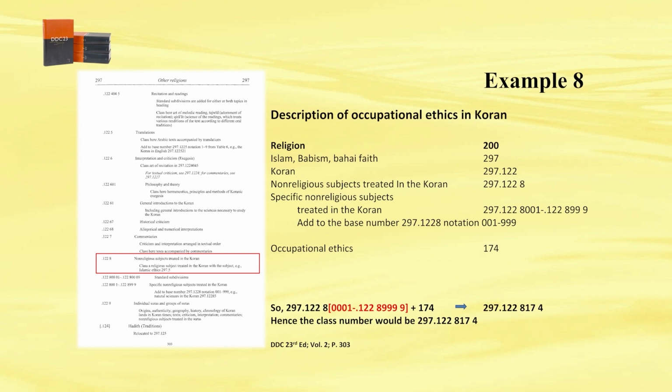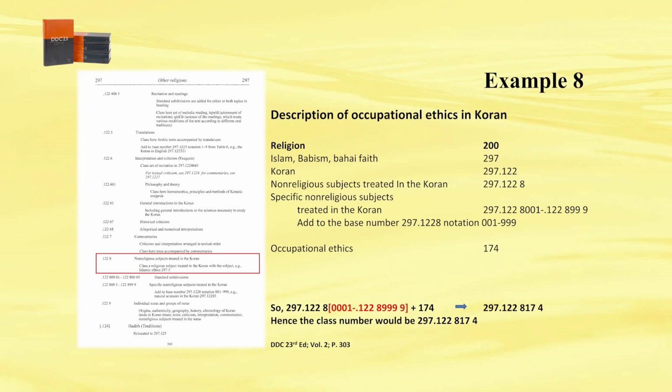And there is an instruction. It tells us to add to the base number 297.1228 the notation 001 to 999. It means any subject you can add with this instruction because it allows us to use from 001 to 999.